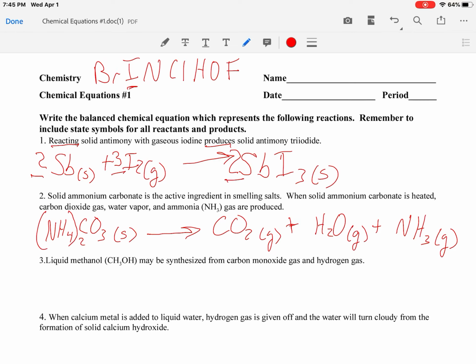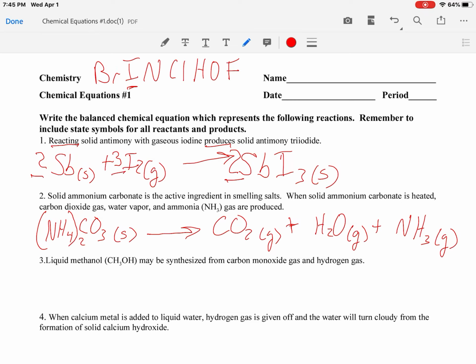This one is an easy one to balance, but it doesn't look like it's easy. It turns out that carbon is actually balanced right now, 1 on each side. Even the oxygen is okay. We have 3 oxygens on the reactant side and 3 oxygens on the product side. What's out of balance is the nitrogen and the hydrogen.